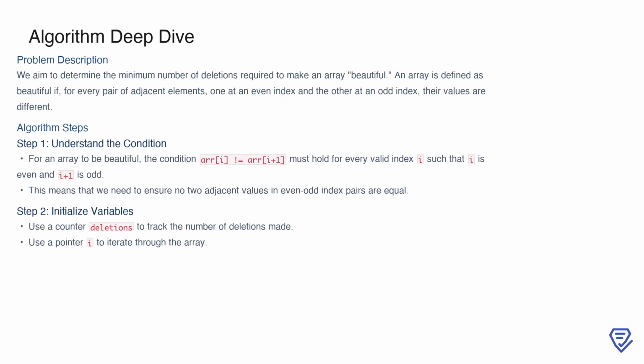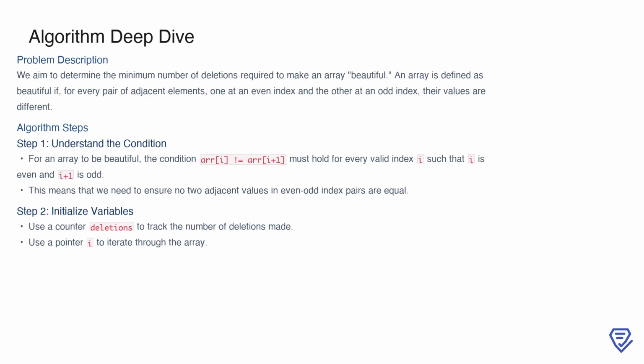To solve this problem, we want to determine the minimum number of deletions required to make an array beautiful. An array is considered beautiful if, for every pair of adjacent elements where one is at an even index and the other is at an odd index, their values are different. This means that for every valid even index i, the condition arr[i] != arr[i + 1] must hold. If two adjacent values in these even-odd index pairs are the same, the array is not beautiful, and we need to fix this by removing elements.